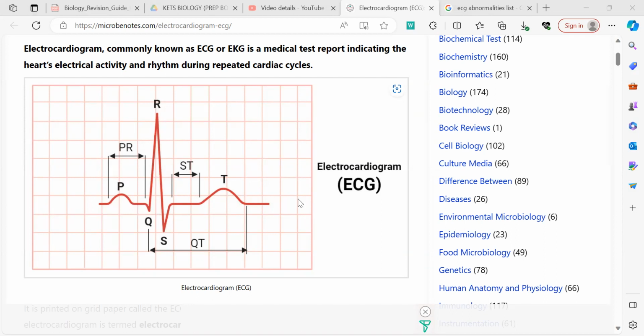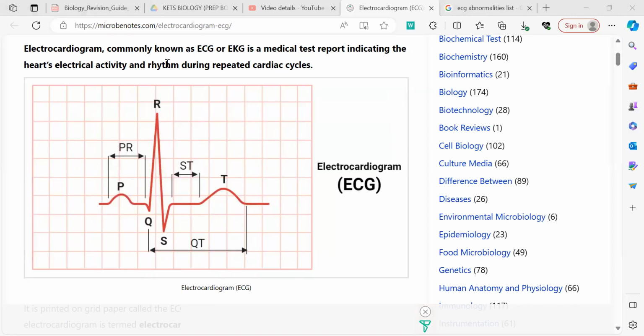There are several stages in an ECG and several waves. So the first wave is the P wave. It represents atrial depolarization. Now, what is depolarization? Atrial depolarization means the atrial contraction.